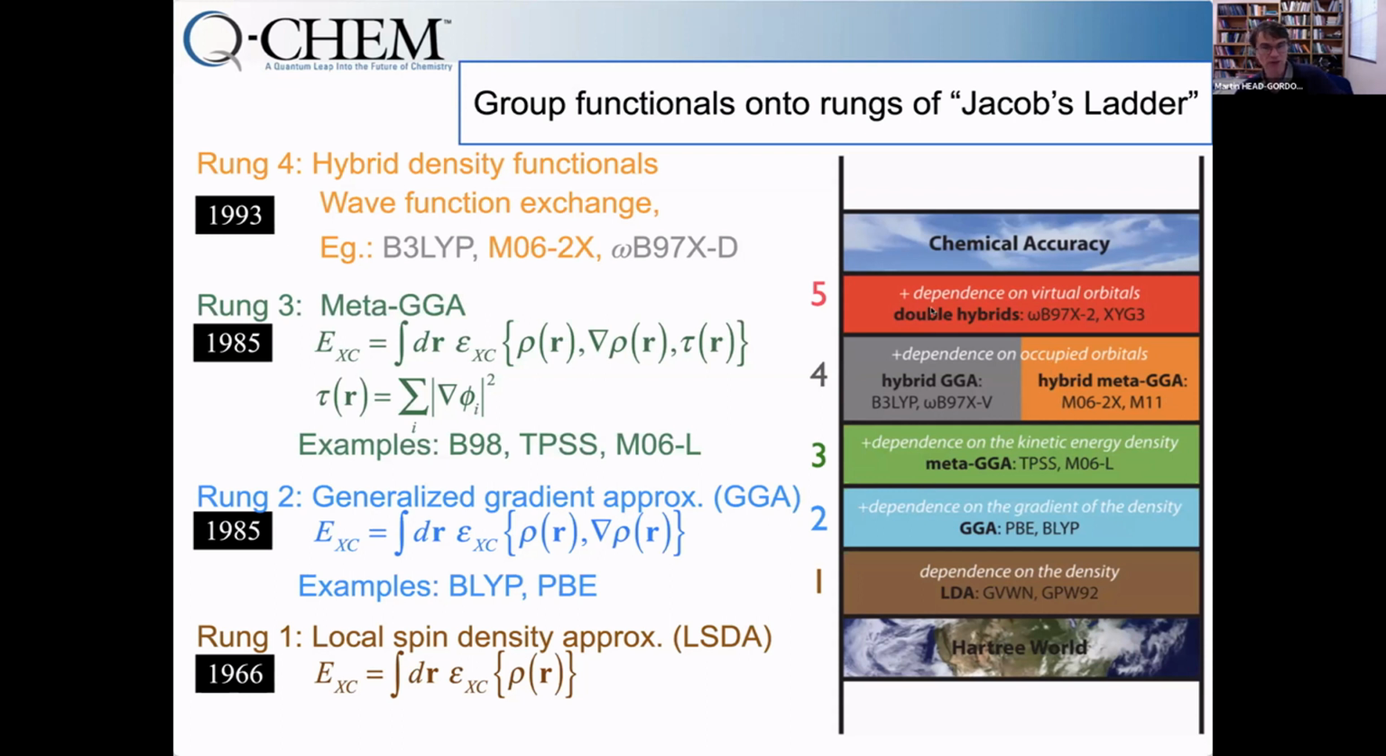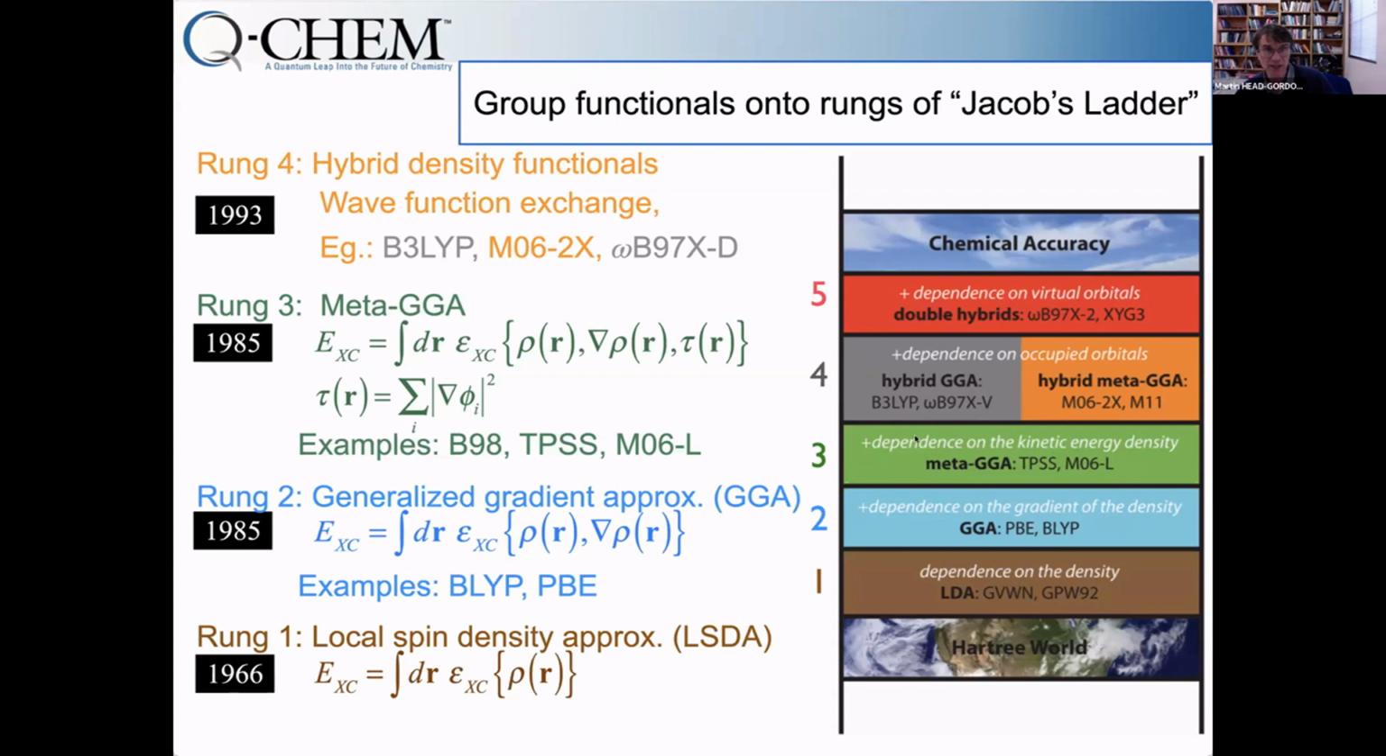And then finally, one can complete throwing the kitchen sink of descriptors at the problem and allow the density functional to not just depend on the occupied orbitals, as it does if you have wave function exchange, but also to depend on the virtual orbitals. And so that would be rung 5.